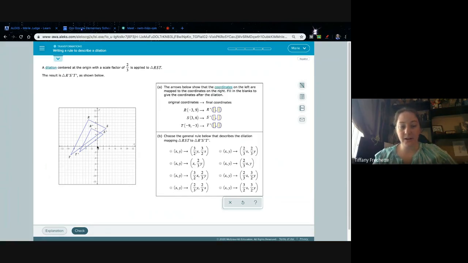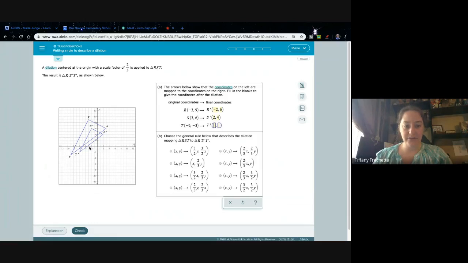If we start here at the center, we have to go left 2, which is a -2, and then we have to go up to 6. So we have -2, 6. For S prime, we're going to go right 2, and we're going to go up to 4. So 2, 4.